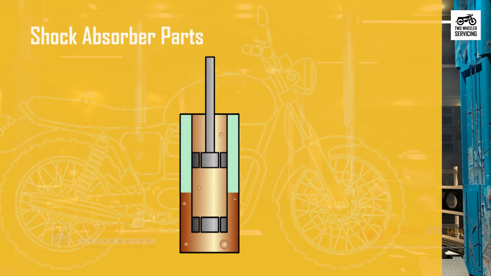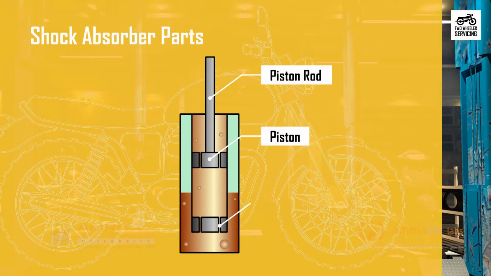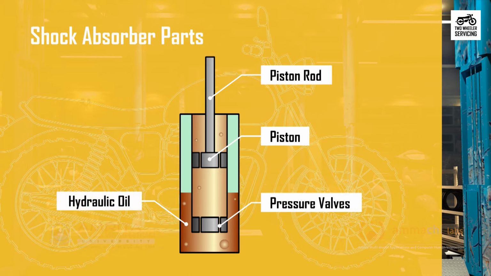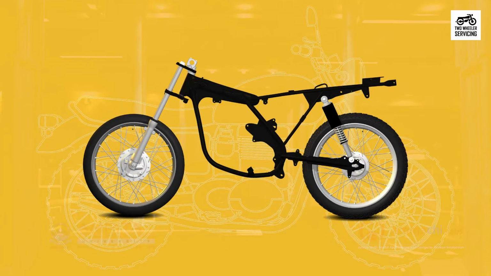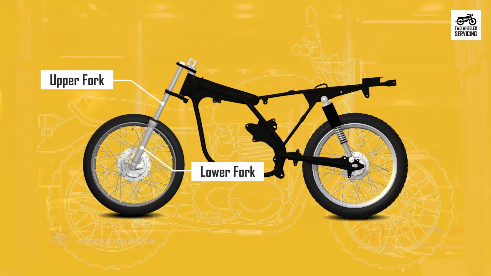The shock absorber consists of a piston rod, pressure valves, hydraulic oil, inner tube, and outer tube. Though the shock absorbers in both the front and rear suspension are similar, there are some differences in their construction. The front suspension has an upper fork and a lower fork that fit into each other like a telescope. The shock absorbers are fixed inside these forks.